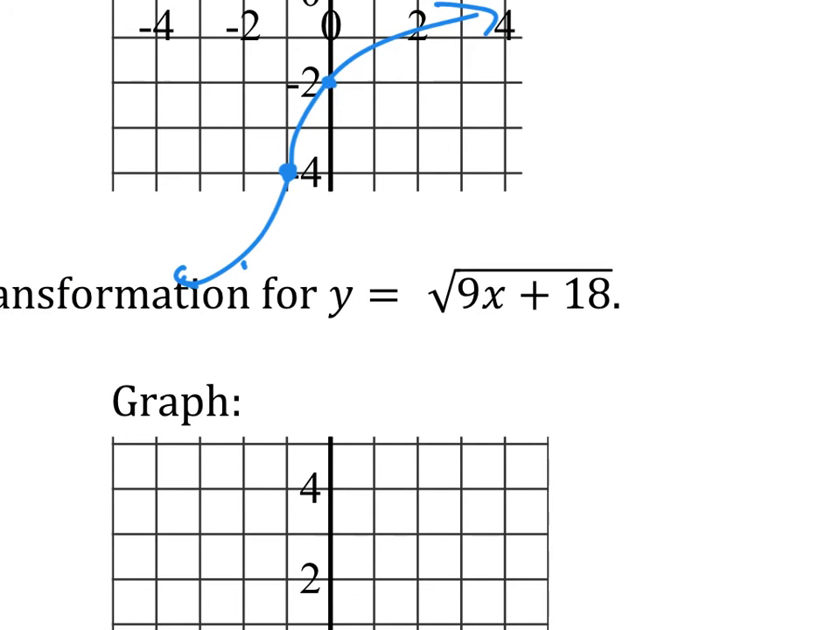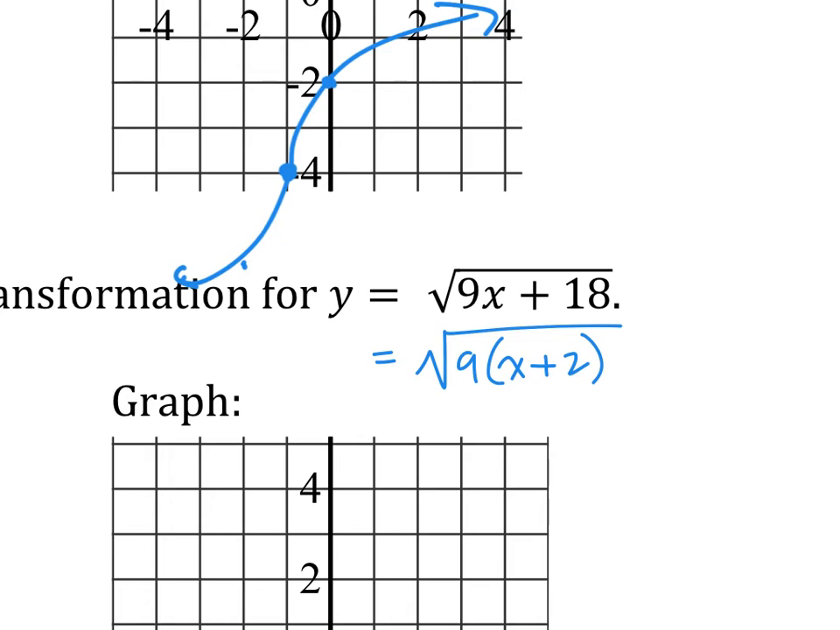When there are numbers next to x, what you need to do is factor whatever is next to x. So we need to take the 9 out. If I take 9 out, what is left over of that binomial? X plus 2.